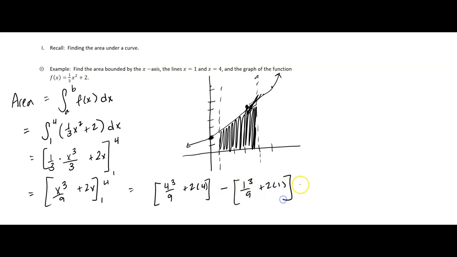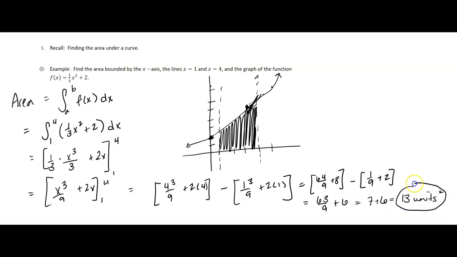Remember, this is the fundamental theorem of calculus. That gives me, for the first part, 64 over 9 plus 8 minus 1 over 9 plus 2, which ends up giving me 63 over 9 plus 6. I'm just subtracting the 64 over 9 and the 1 over 9 and the 8 and the 2. And 63 over 9 is 7. So I get 13 units squared, and that is my answer for the area.